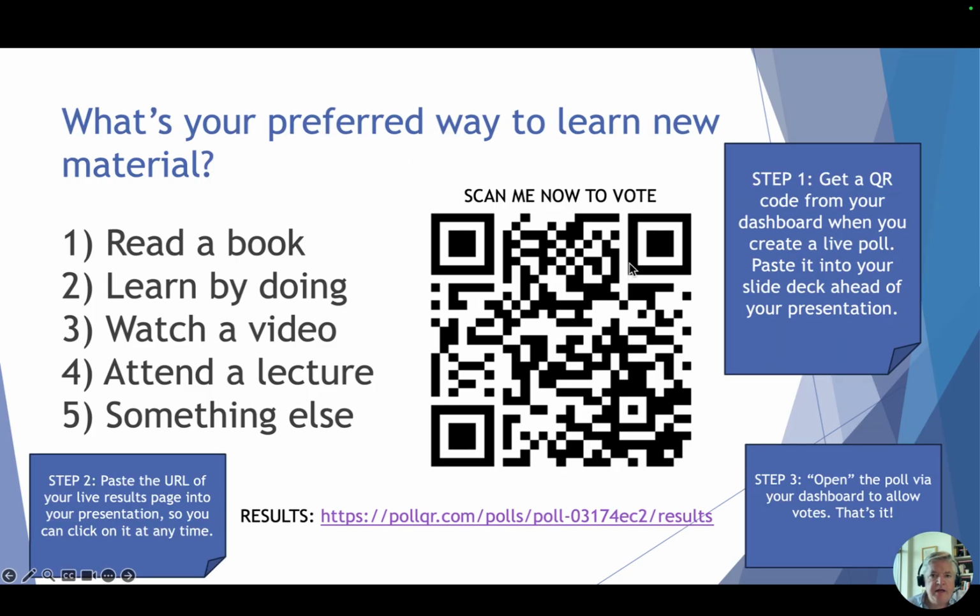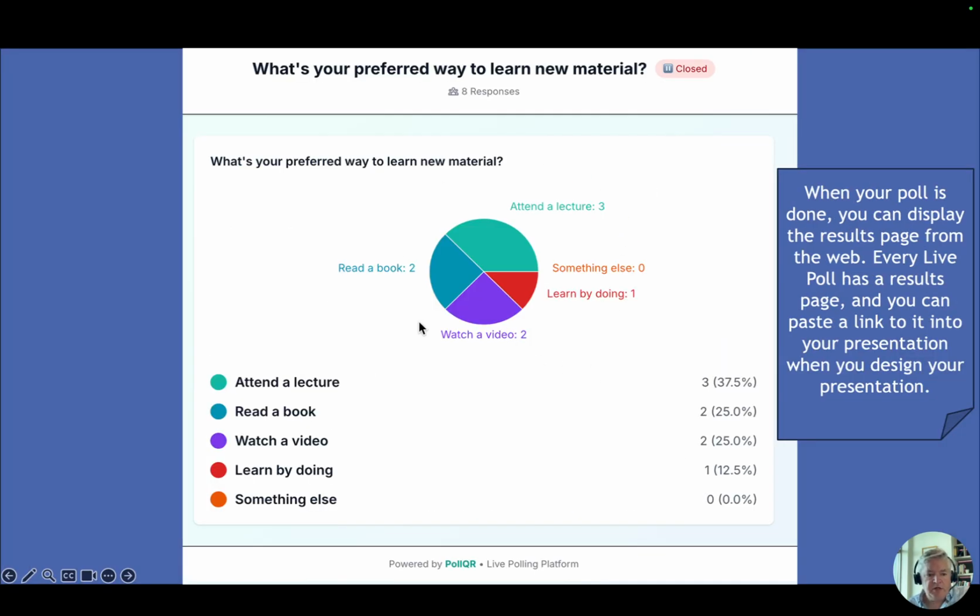It's really easy to create these, and I'm actually going to walk through an example in a minute that'll show these steps. You get the QR code from PollQR. We render this graphic that you can just drag and drop into your presentation. We also give you a results URL that you can put right into a presentation for ready clicking on when you're ready to go. Then when you're ready to go, you just press open to open up the poll for voting.